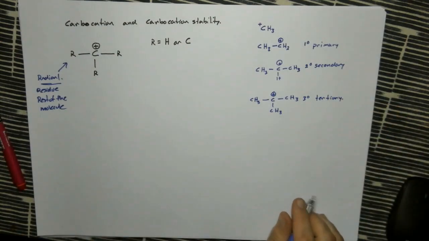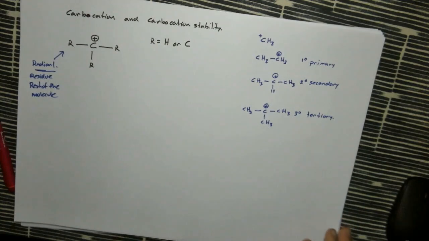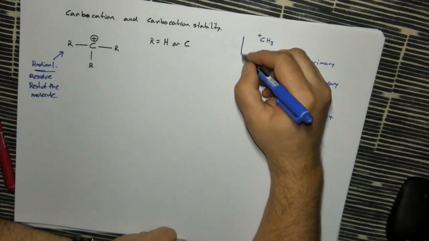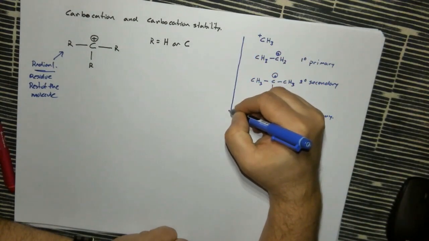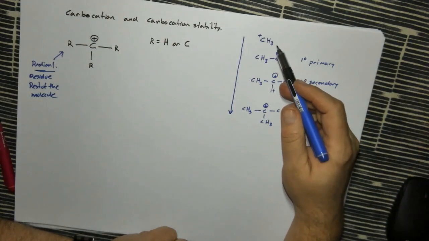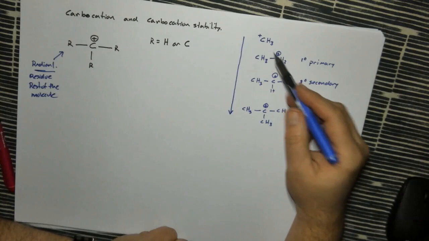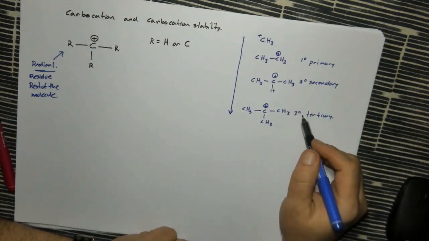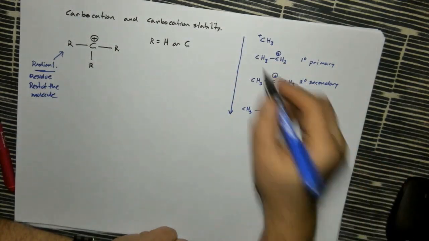carbocation. And so if we go down this list, as we go down from the methyl carbocation up here, to the primary, to the secondary, to the tertiary, stability actually increases.